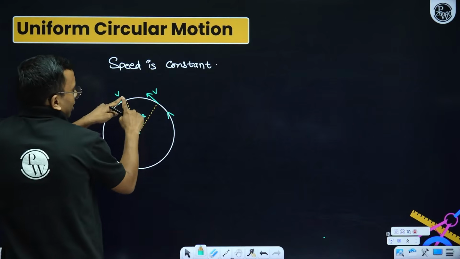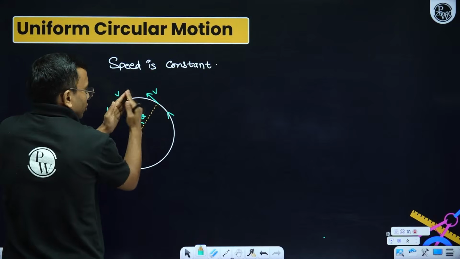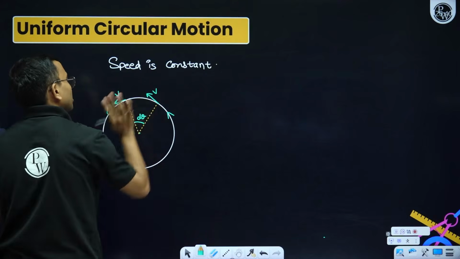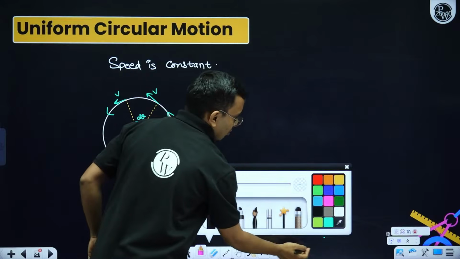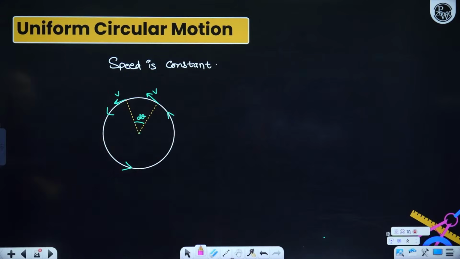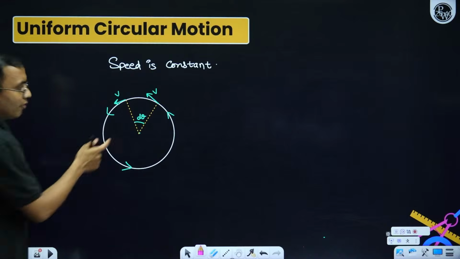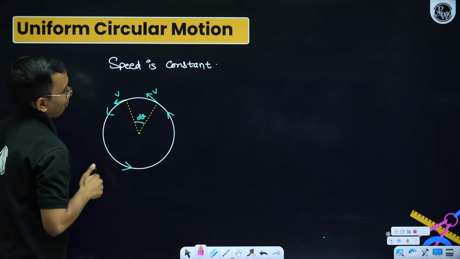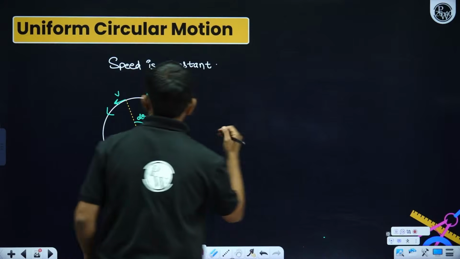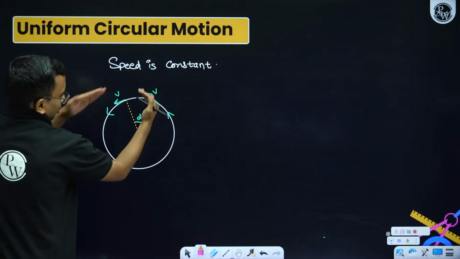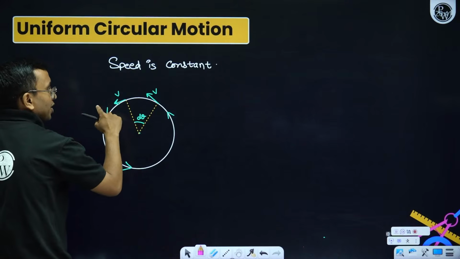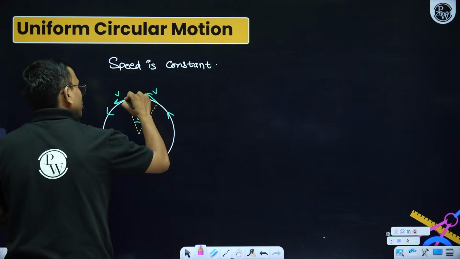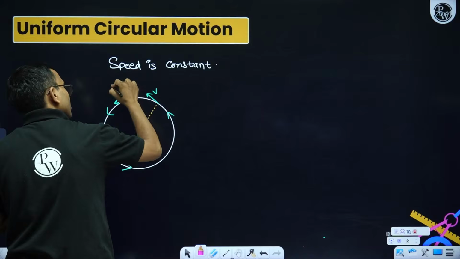Because I am taking a very small portion here, that acceleration will be my instantaneous acceleration that I will get, not the average, because I am taking a very small interval, a very small arc here. This is my velocity v initial, this is my velocity v final. I need the change, final minus initial. My initial is this.